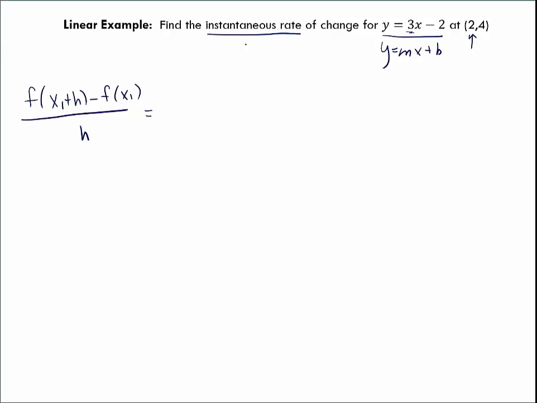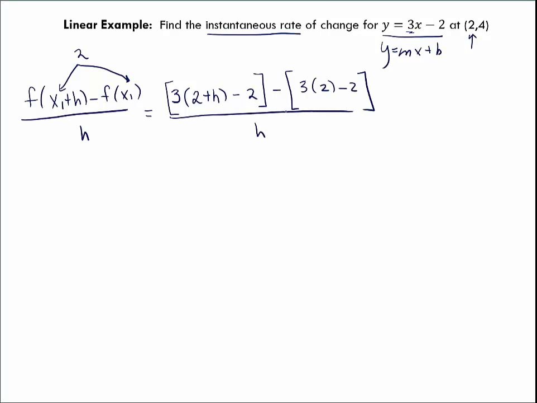So let's start plugging everything in. I have 3. Where I see an x, I plug in my x plus h. Well, I already know what my x is. My x is 2, and there's my plus h, minus 2. So in other words, my x1s here are 2. And then my second set is where I see an x, I plug in a 2, and then all over h.